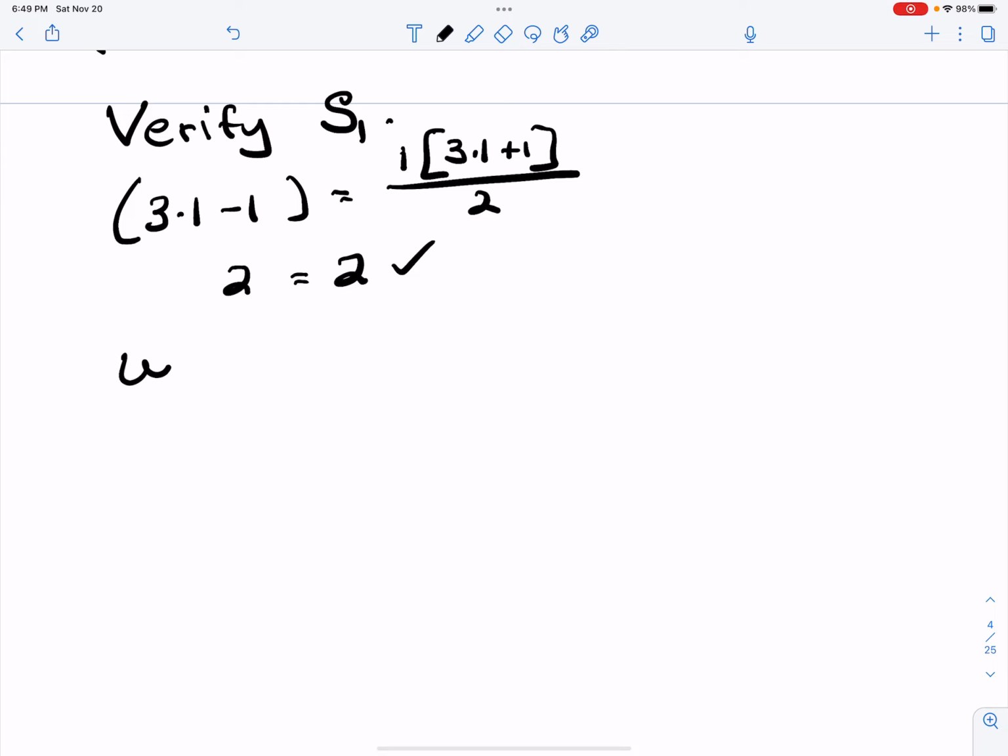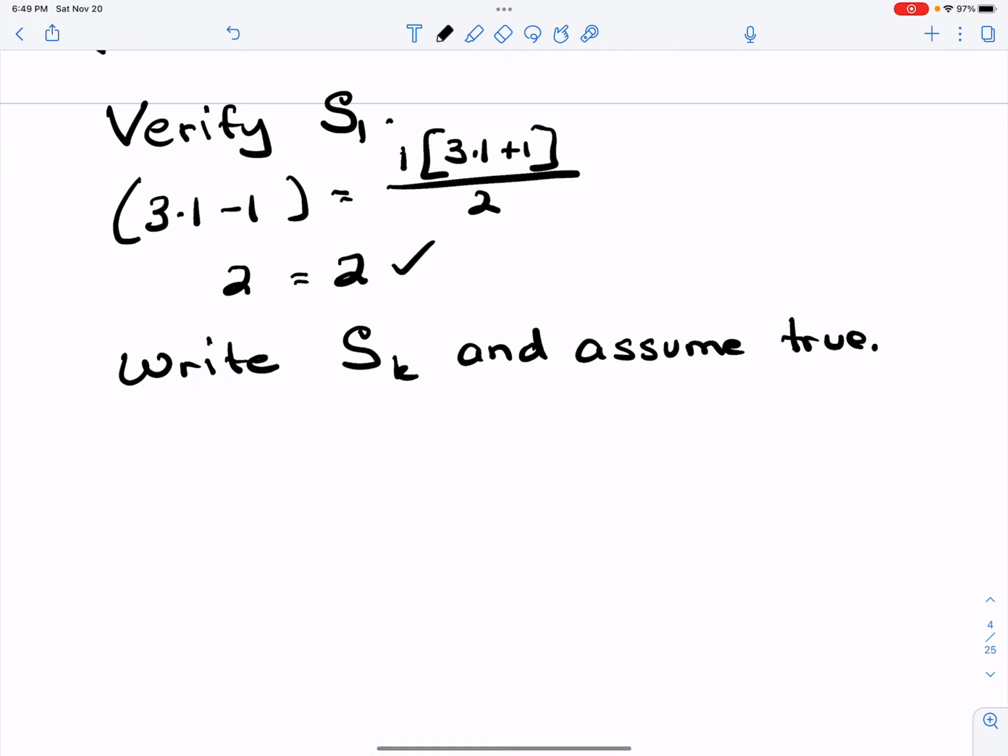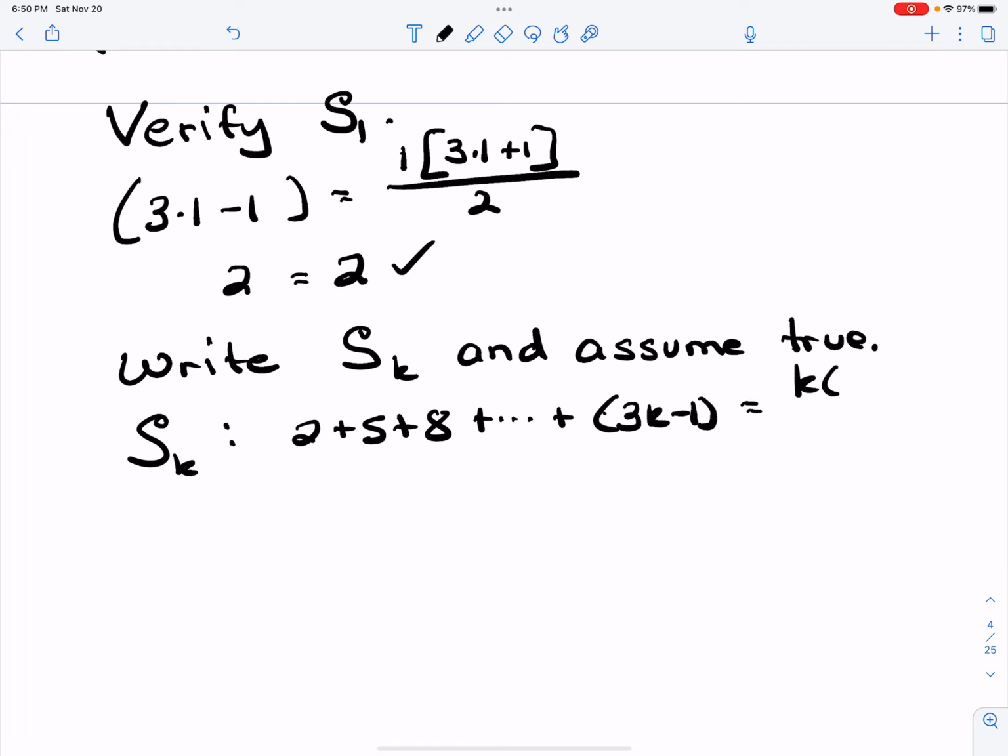So next, you write S sub k and assume true. So S sub k basically looks the same just with k instead of n. 2 plus 5 plus 8, etc. all the way down the line to 3k minus 1 equals k, parentheses, 3k plus 1 over 2.